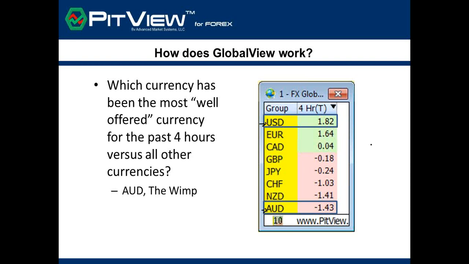Now the temptation on GlobalView is to say, okay, I see the dollar here at the top, I see the Aussie down here on the bottom. When you pull up something like GlobalView, this is generally where someone will have that temptation to say, okay, before I pull up any other PitView indicators, let me just go check the Aussie US dollar pair and see what's shaking on that pair.